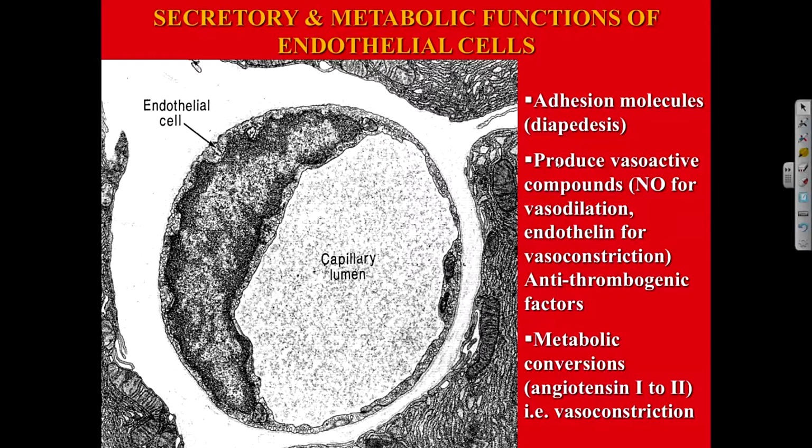These endothelial cells also produce vasoactive compounds such as nitric oxide, which plays a role in vasodilation, and endothelin, which has the opposite effect, constriction, and they also secrete antithrombogenic factors, in other words, factors that prevent clotting. You don't want clotting in your capillaries because you're trying to maintain blood circulation, right? You don't want them clotted up because that defeats the purpose. And these endothelial cells also have a biochemical role. They can convert angiotensin 1 to 2, which plays a role in vasoconstriction. So these endothelial cells then have these biochemical characteristics that facilitate circulation and diapedesis.